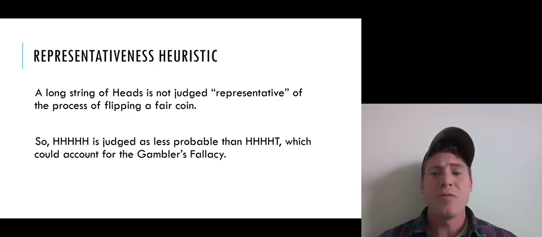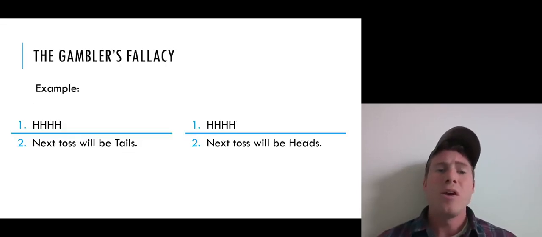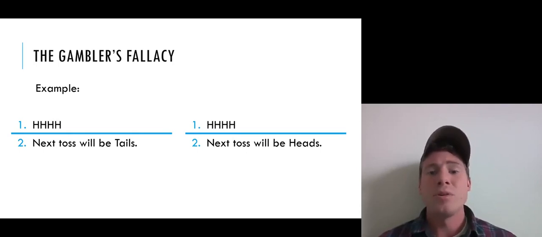And this could account for the gambler's fallacy, right? It could account for why we judge the first argument here, the argument on the left, to have higher inductive probability than the argument on the second, if we commit the gambler's fallacy.